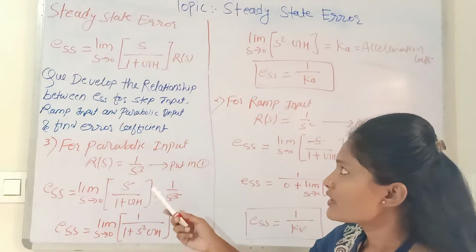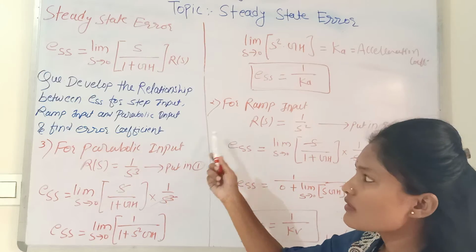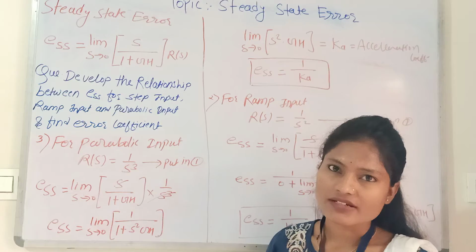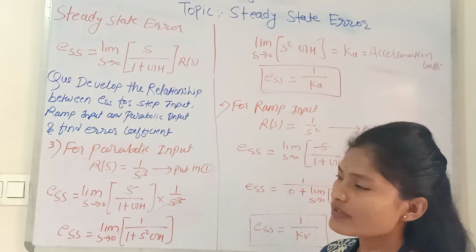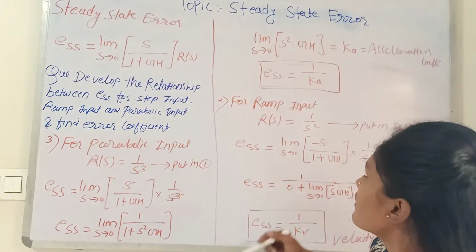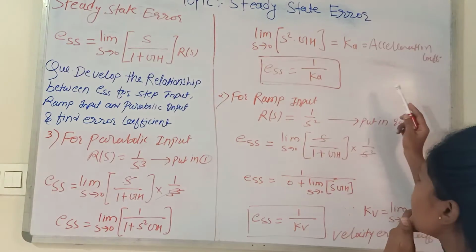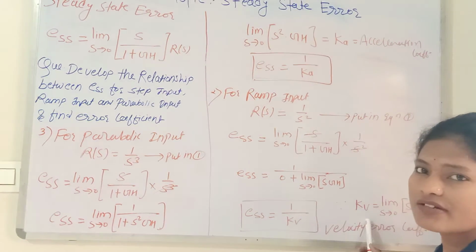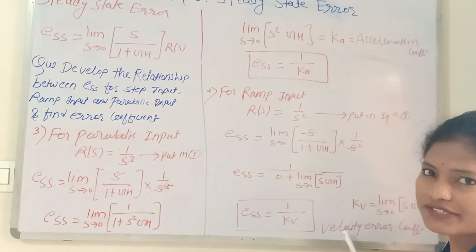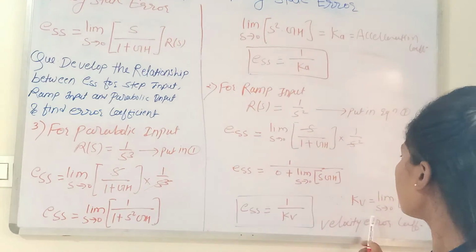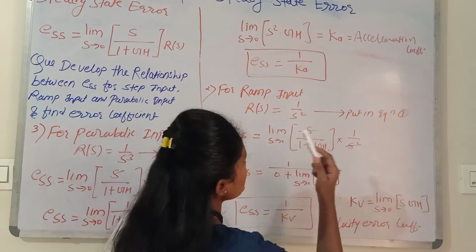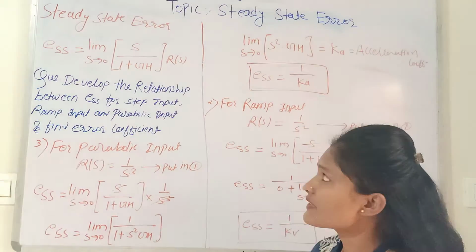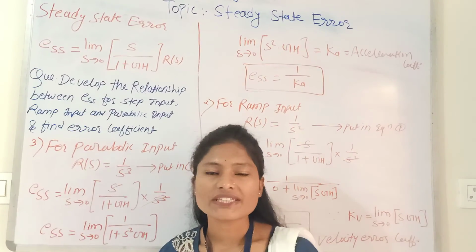So the relationship between the steady state error and the error coefficients involves Kp, the position error coefficient, Kv, the velocity error coefficient, and Ka, the acceleration error coefficient. In this way we get three formulas for calculating the error coefficients: Kp, which is limit S tends to 0 of GH, Kv, which is limit S tends to 0 of S into GH, and Ka, which is limit S tends to 0 of S square into GH. In this way, this relationship correlates ESS and the error coefficients.